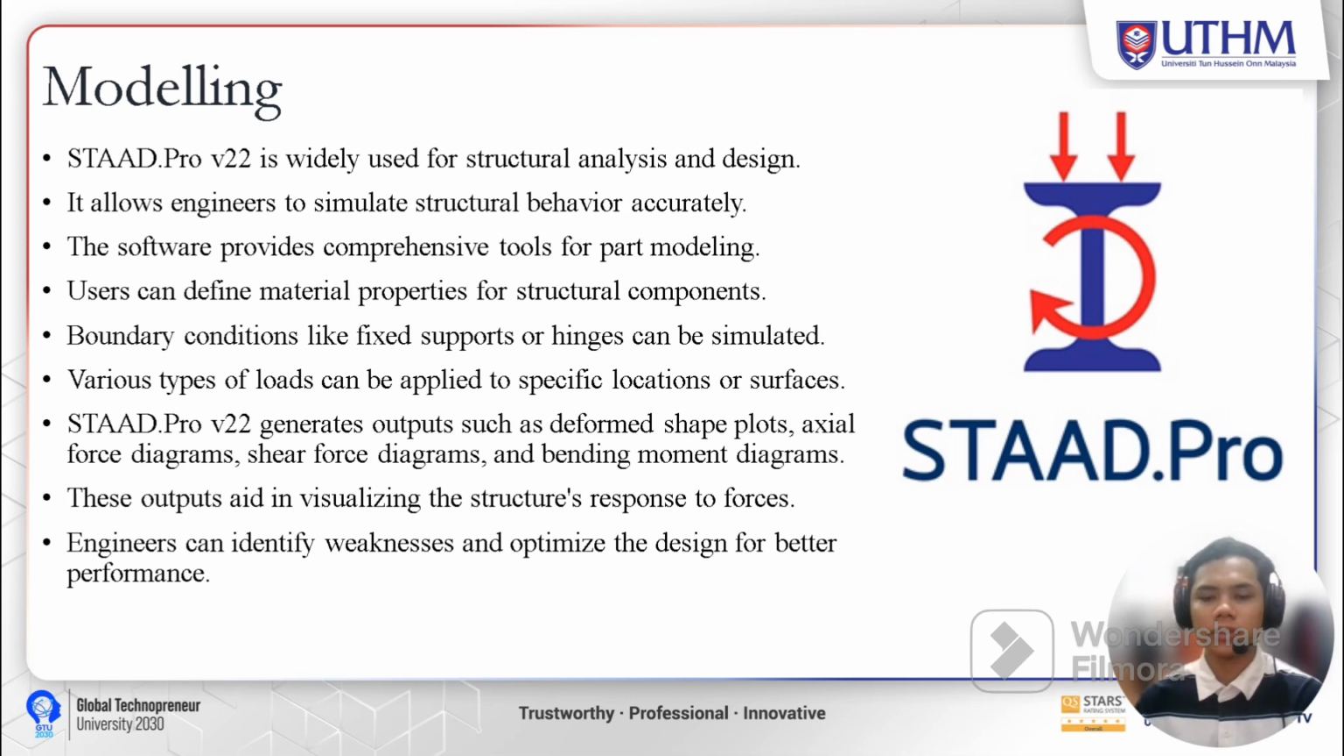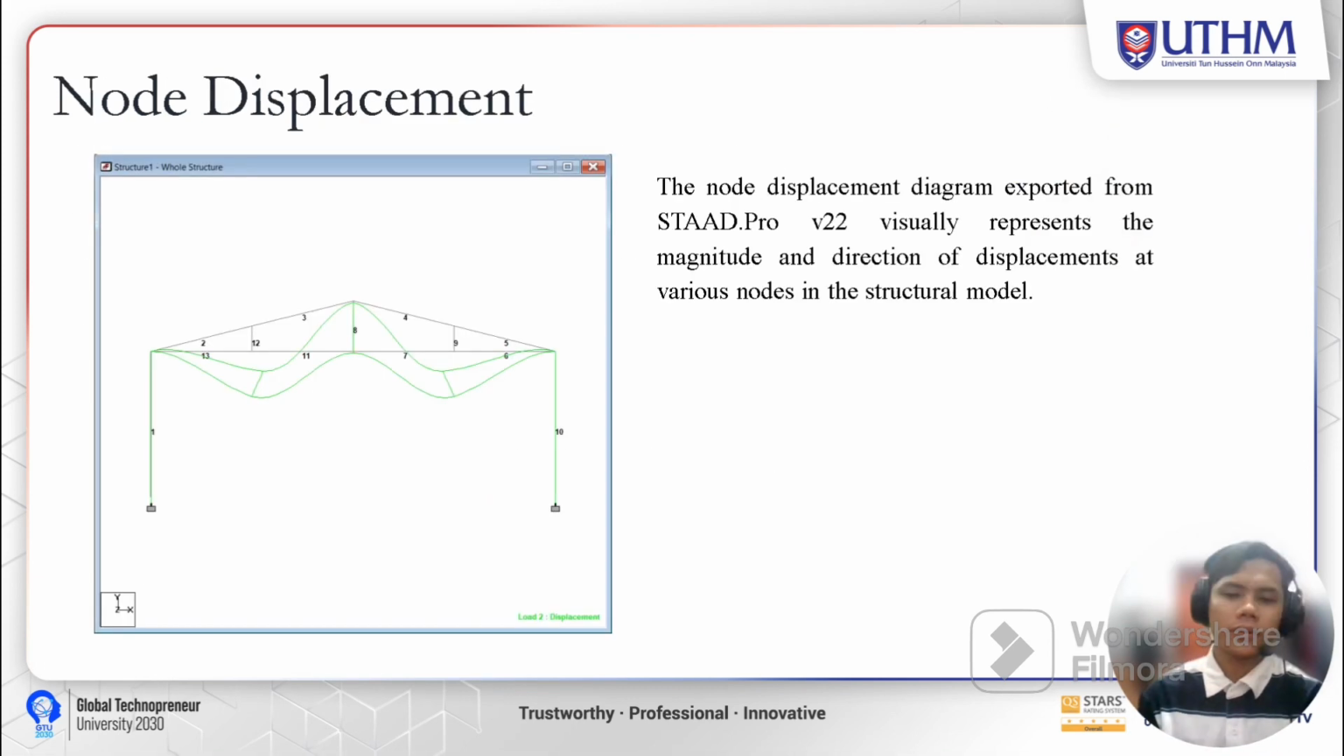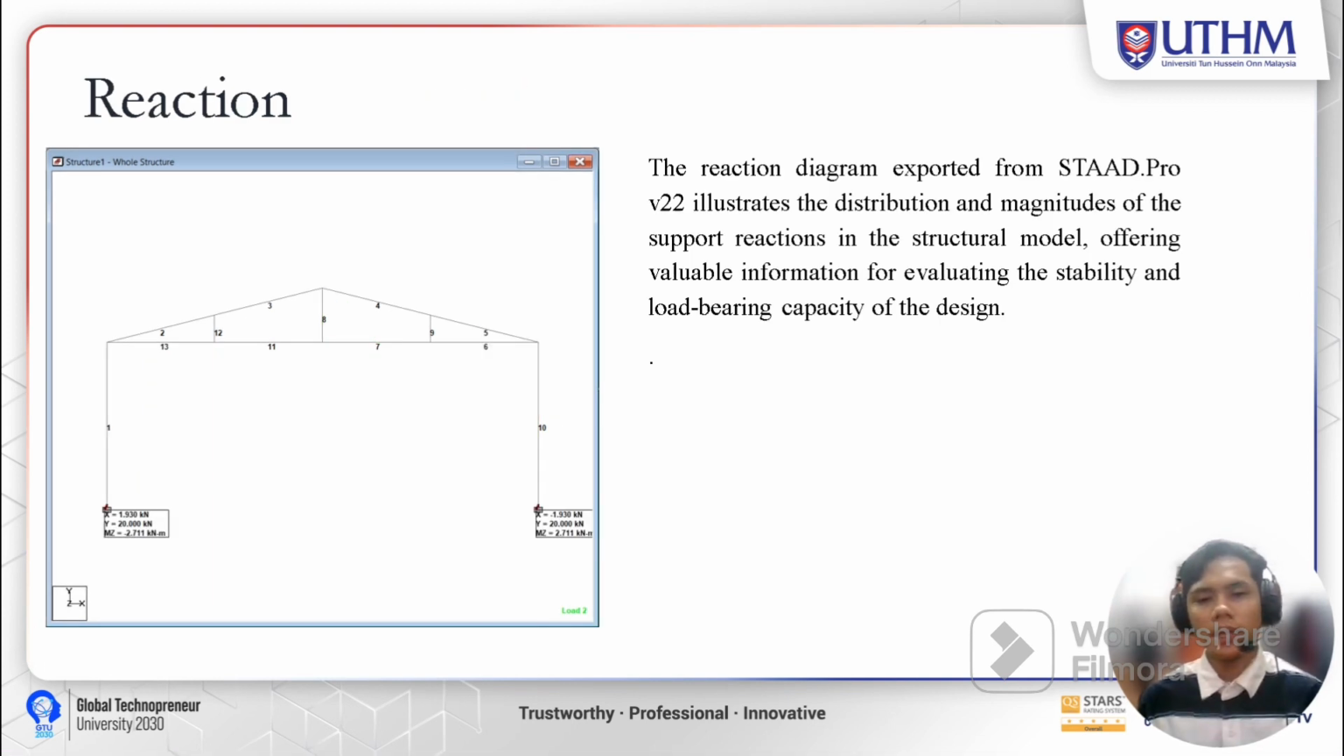representation of structural behavior. For node displacement, the node displacement diagram exported from StatPro visually represents the magnitude and direction of displacement at various nodes in the structure model. The reaction diagram illustrates the distribution and magnitudes of the support reactions in the structure model, offering valuable information for evaluating the stability and load-bearing capacity of the design.